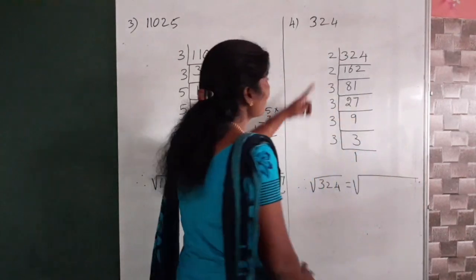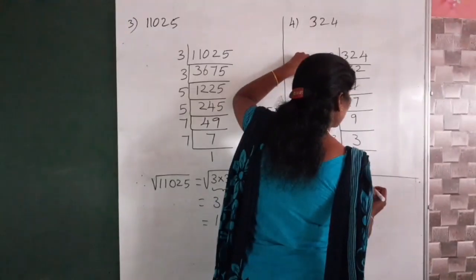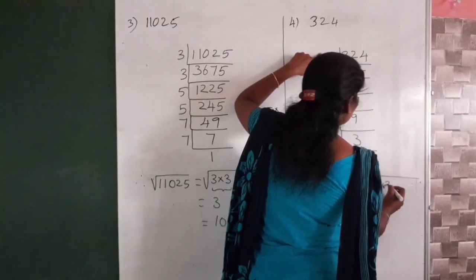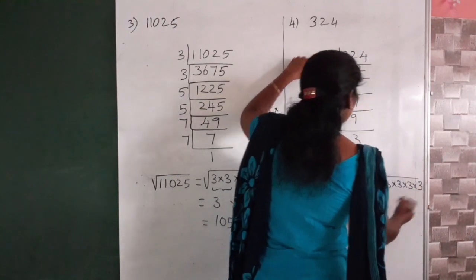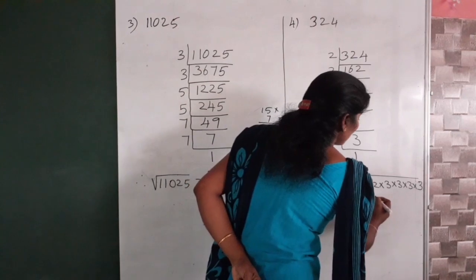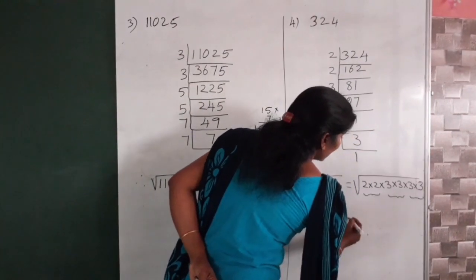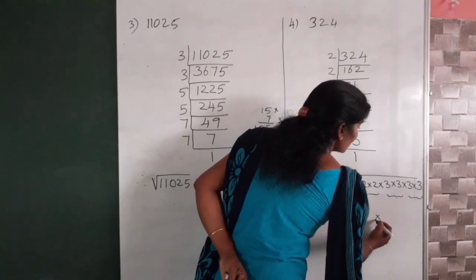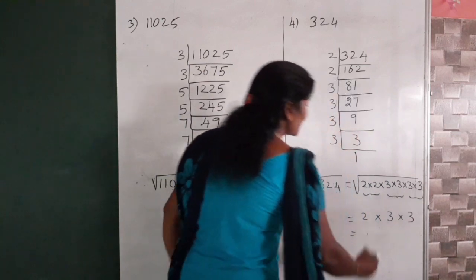Now what are the factors? 2, 2 times, 3, 4 times, isn't it? So we can write 2 into 2 into 3 into 3 into 3 into 3. Okay. Now here we can take 2 in 1 outside. 2 in 1 outside. So we get equal to 2 into 3 into 3.